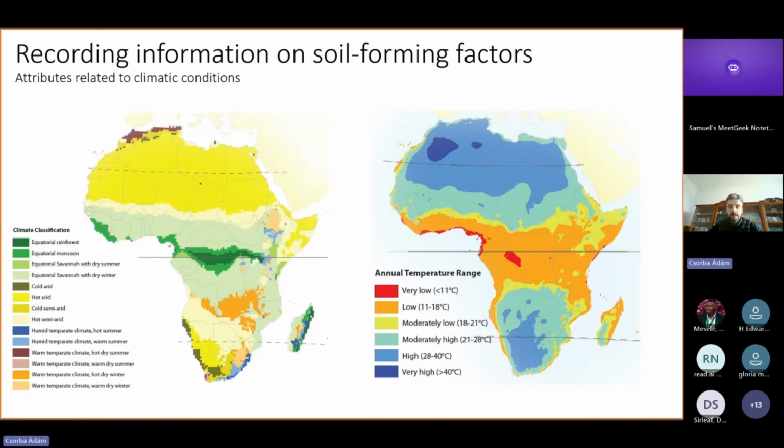Another important point is that biological activity is very high under these conditions. Organic matter is produced and decomposes rapidly, so surface organic matter-rich layers are usually thin. In low-lying areas where water can accumulate, we also often see so-called hydromorphic conditions, meaning soils may be periodically saturated with water.